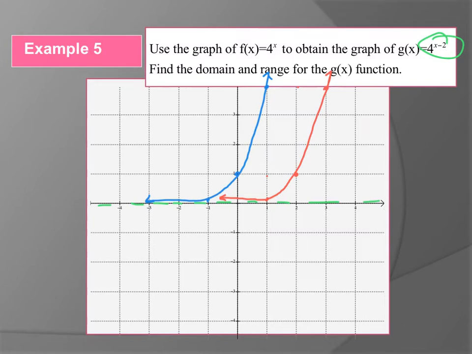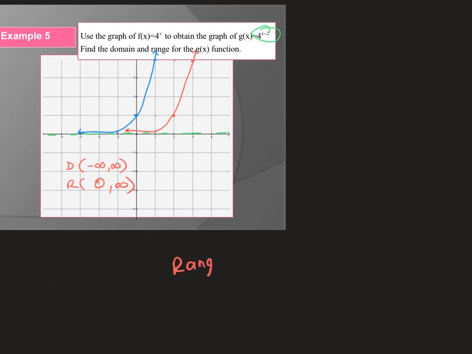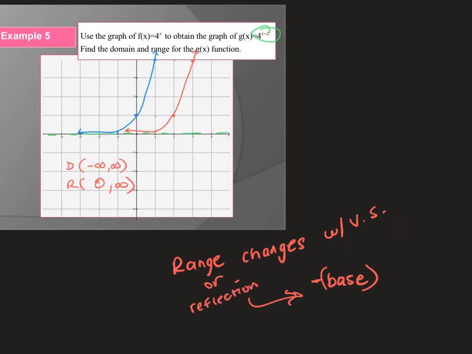Did my domain or range change? Neither. Okay? Oh, sorry. It didn't change, but it is 0 to positive infinity. Okay? Range only changes with a vertical shift or with a reflection, right? Obviously, if I flip it upside down, so a reflection on the front, then it's going to change as well, okay?